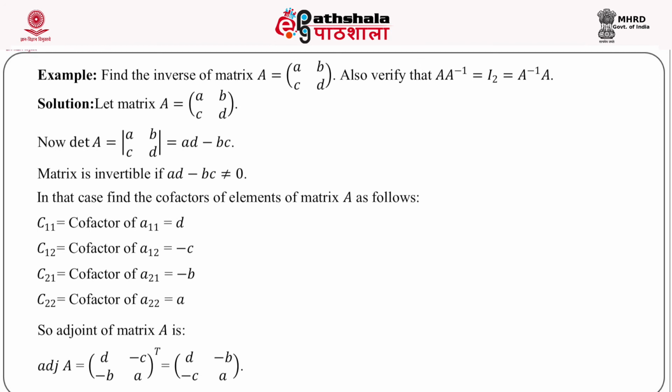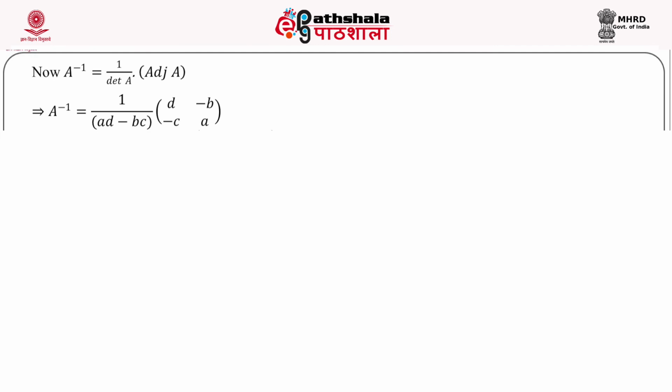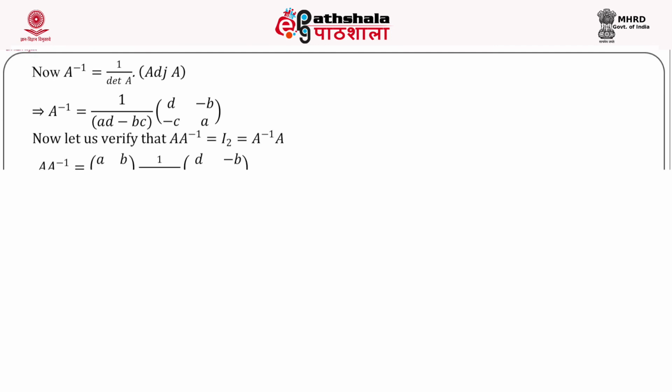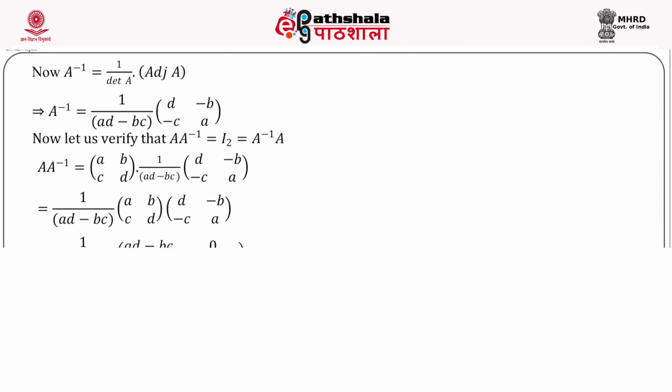So the adjoint of matrix A is given by this matrix. Now A inverse is 1 by determinant of A into adjoint of A, so A inverse will be this matrix. Now let us verify that A into A inverse is equal to identity matrix of second order, which is again equal to A inverse into A.